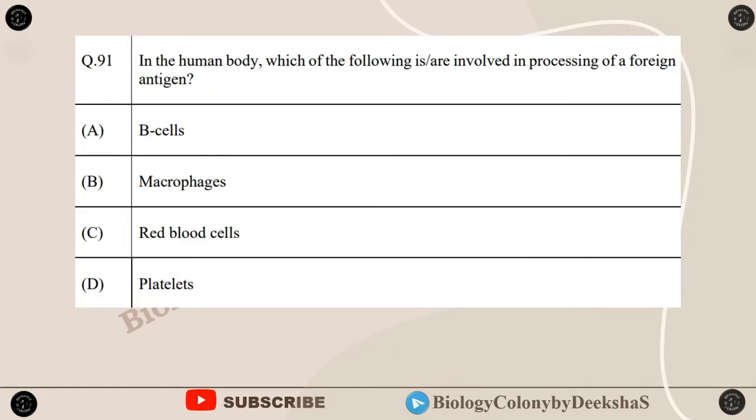In this question, in the human body, which of the following is or are involved in processing of a foreign antigen? Foreign antigen processing is done by B cells and macrophages, while red blood cells do not perform such function, while platelets are involved in blood clotting.